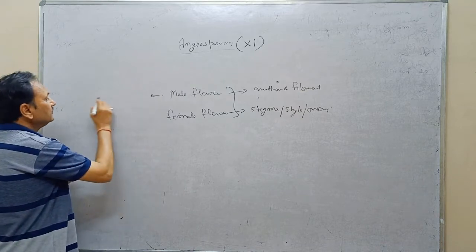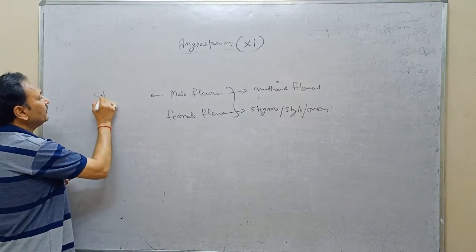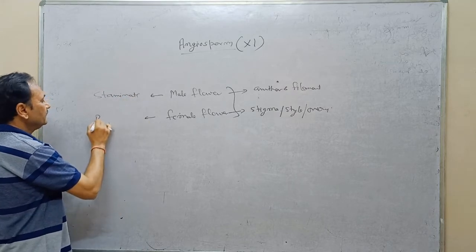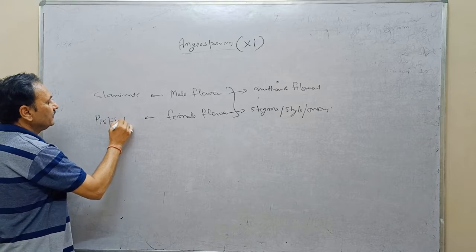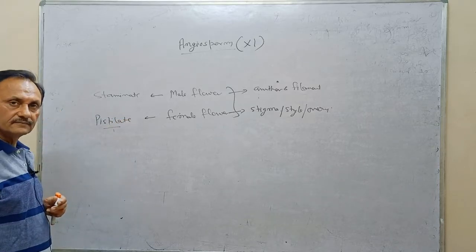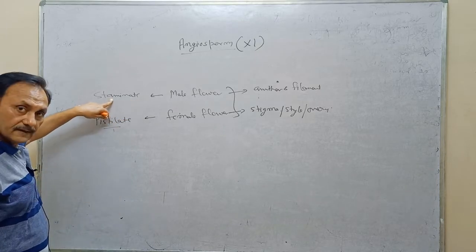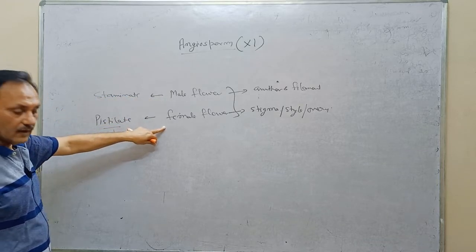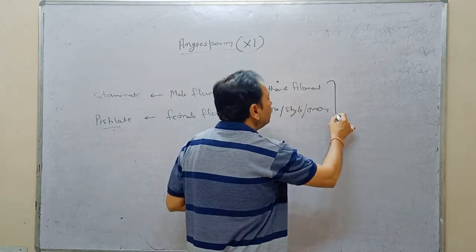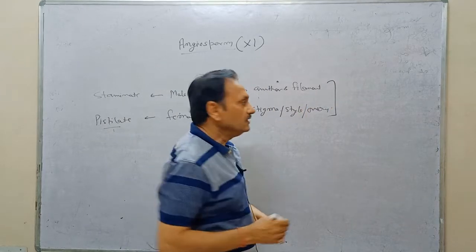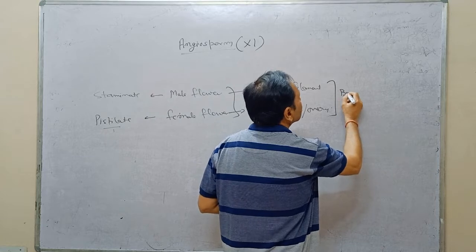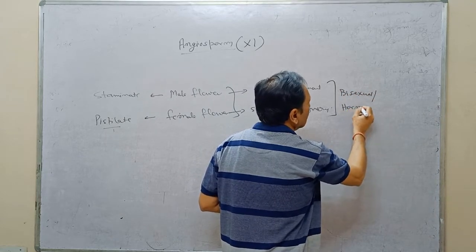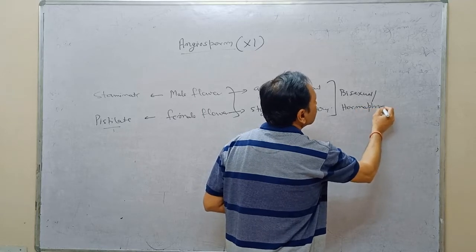This flower is called staminate flower, and this flower is called pistillate flower. Staminate flower, male flower. Pistillate flower, female flower. And the flower where both the organs are present is called bisexual or hermaphrodite.